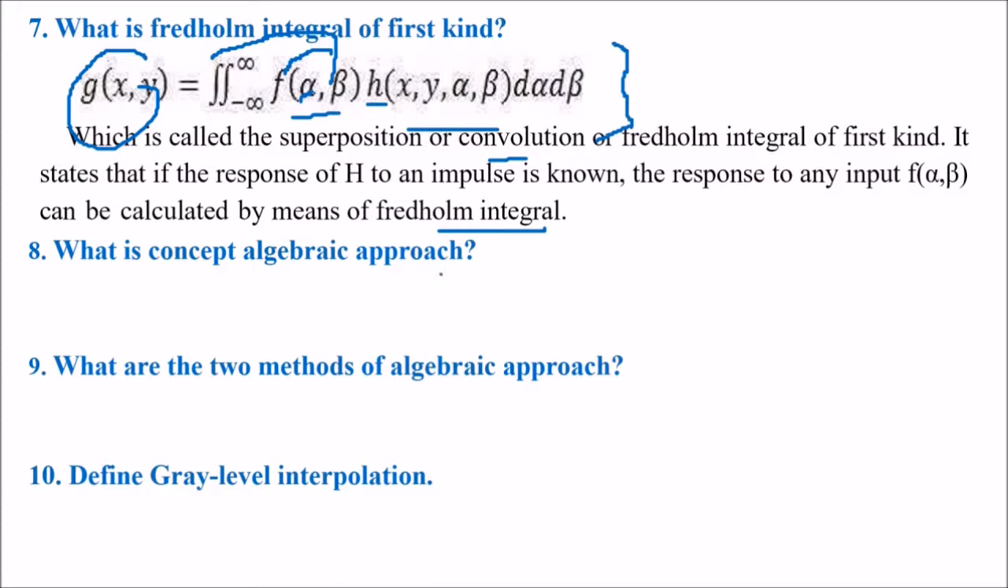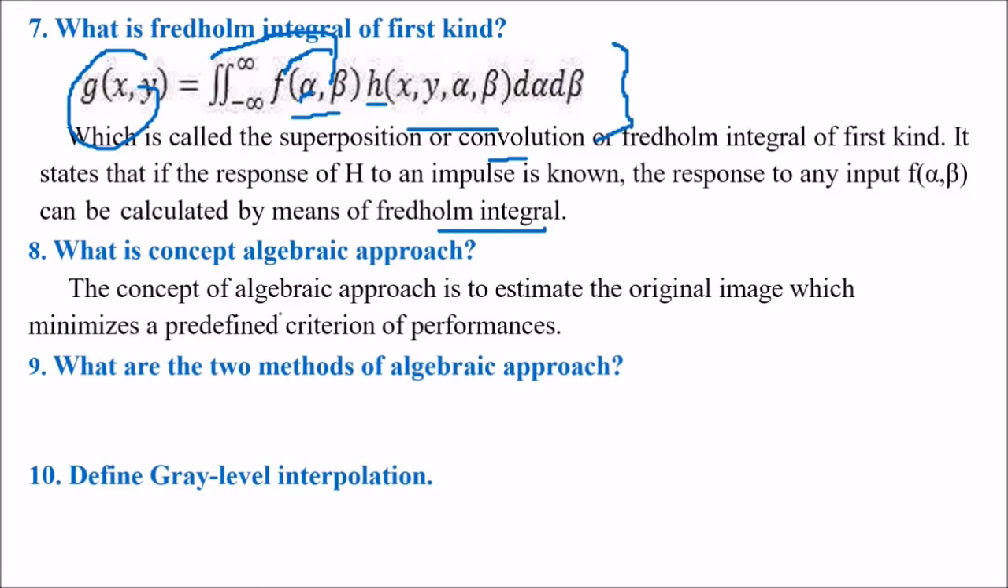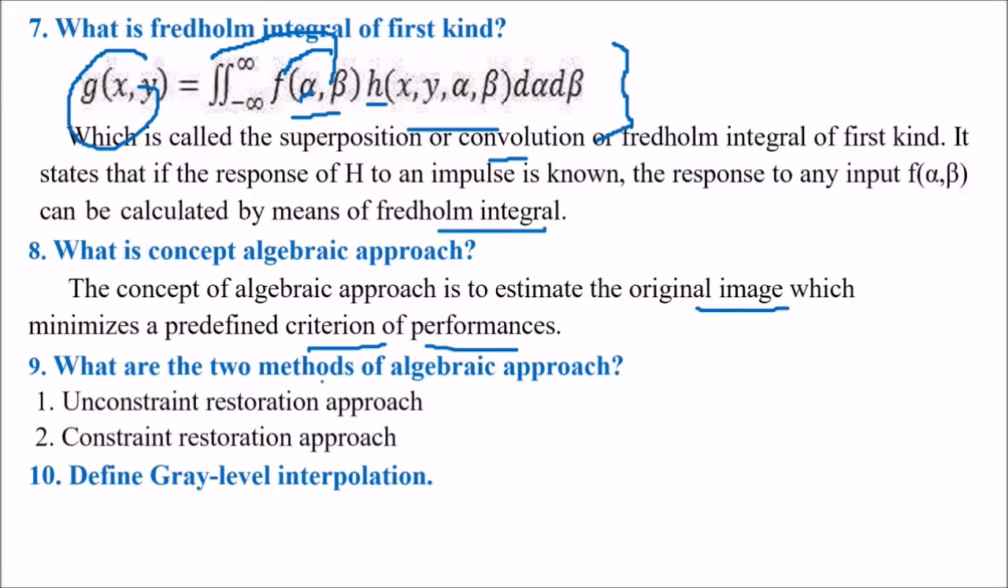What is the concept of algebraic approach? The concept of algebraic approach is to estimate the original image which minimizes a predefined criterion of performance. What are the two methods of algebraic approach? Both are restoration approaches. One is the unconstrained restoration approach. The other is the constrained restoration approach.